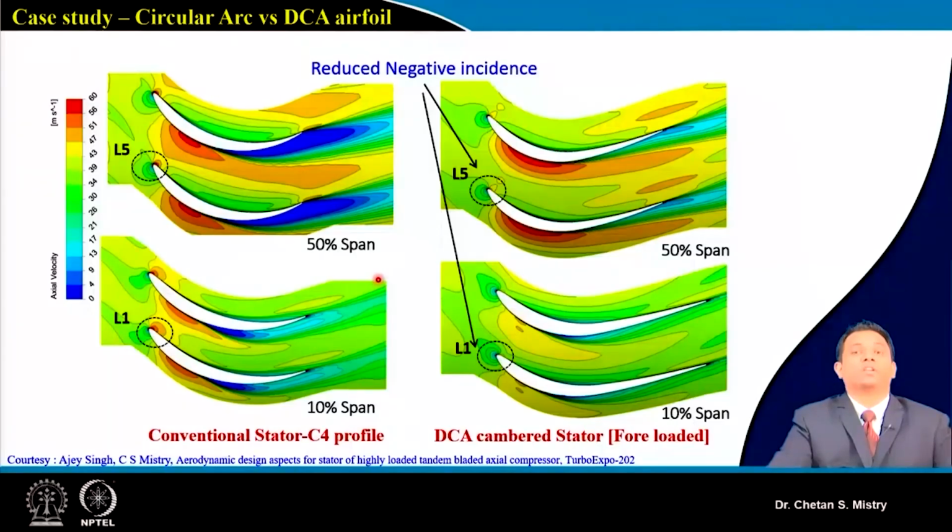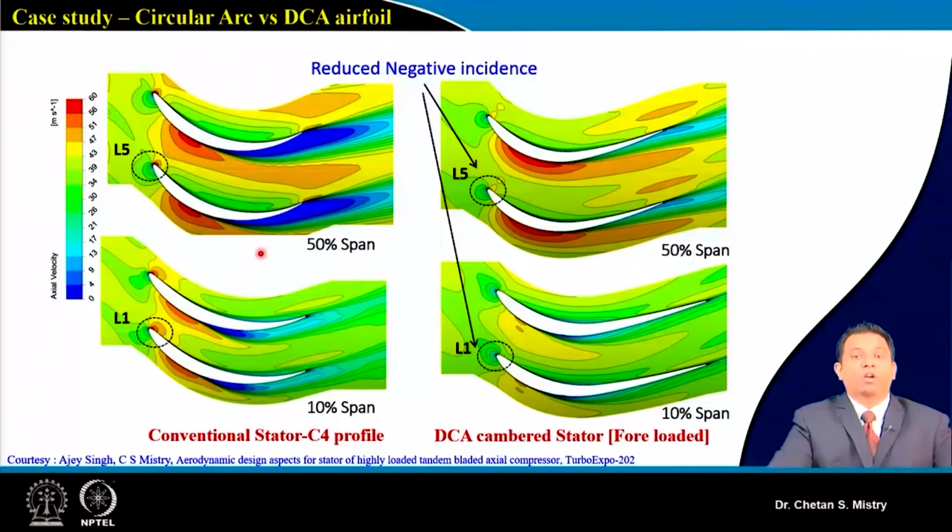Now this is based on our understanding. Here this represents the flow incident on my stator at a particular span, say 10% span and 50% span. If you look at this, it gives me a negative incidence angle at both spans. Because of that, you will see a premature flow separation happening on the suction surface of my blade.